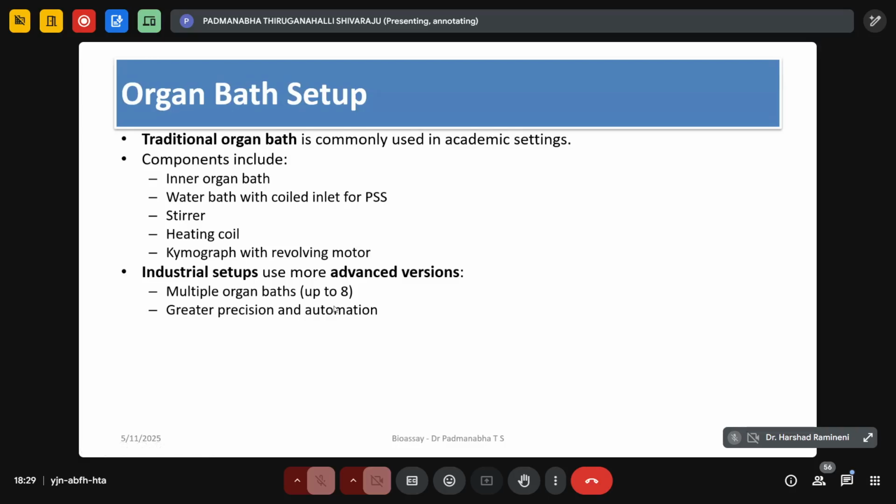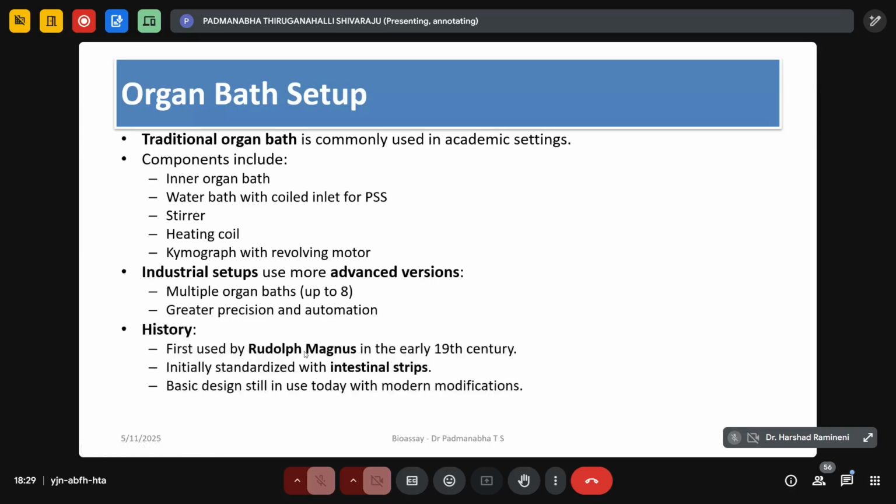So individually, in an academic setting we need to set up all those things, whereas in industrial settings all those things will be automated. When we talk about the organ bath, it was first used by Rudolf Magnus in the early 19th century. Initially it was standardized with respect to intestinal strips. This was the basic design for getting a response from the tissue with respect to unknown substances.